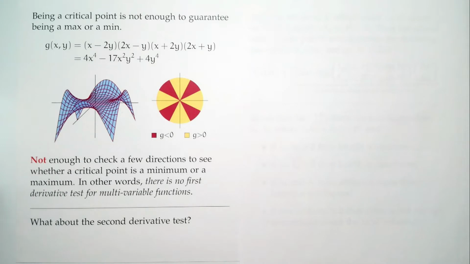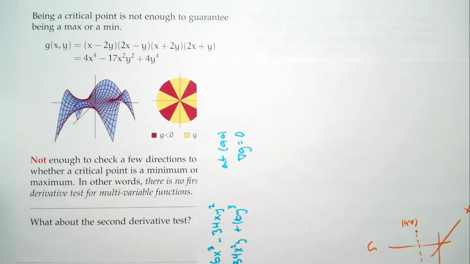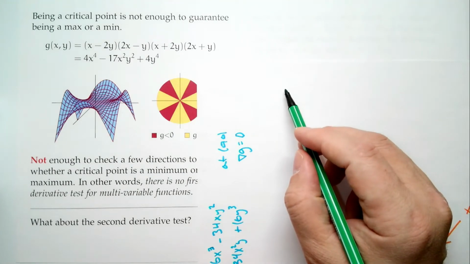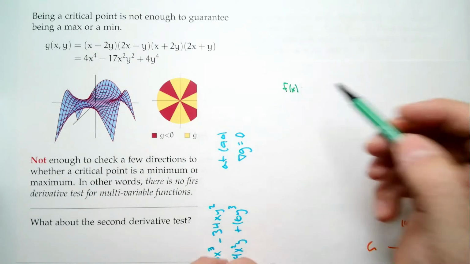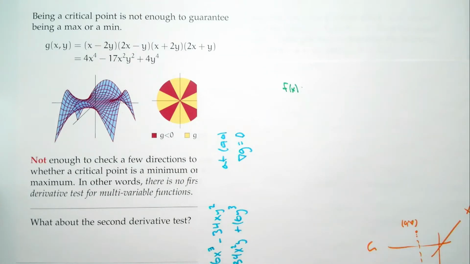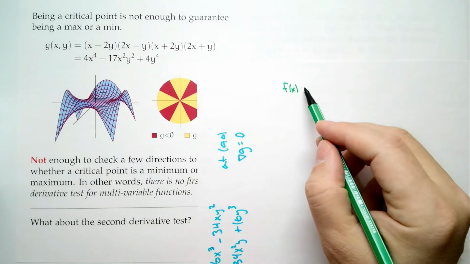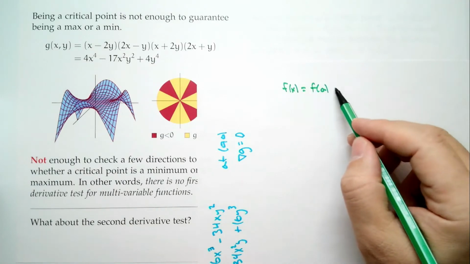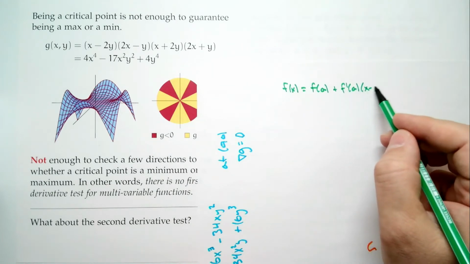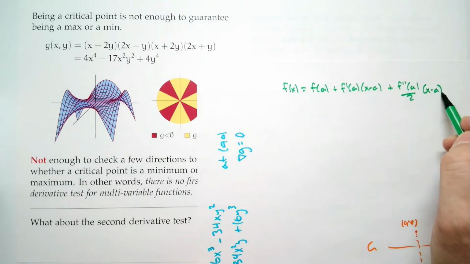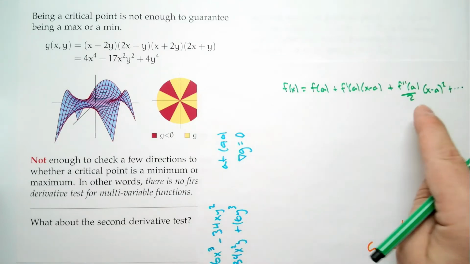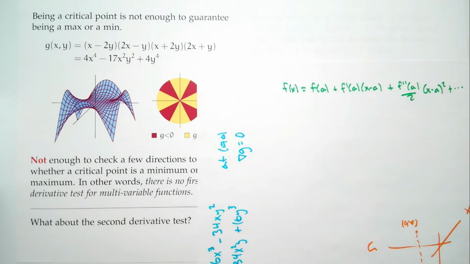But actually, what was happening with the second derivative test, we'll pause for a second and have a Calc 1 flashback here. If you think about it, it says your function f of x is, we'll think of it in terms of Calc 2, put on our Calc 2 hats, f of a plus f prime of a times x minus a plus f double prime of a over 2 times x minus a squared plus dot dot dot. So our Calc 2 hat says, hey, that's a Taylor polynomial.